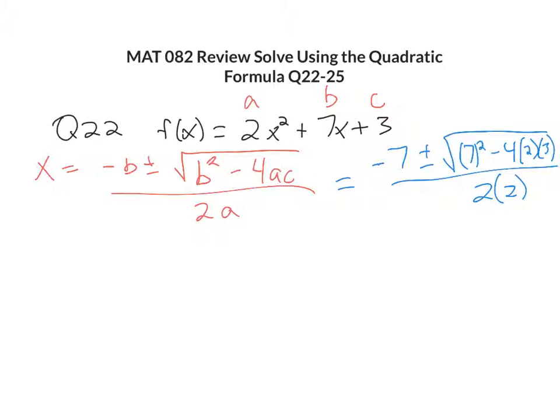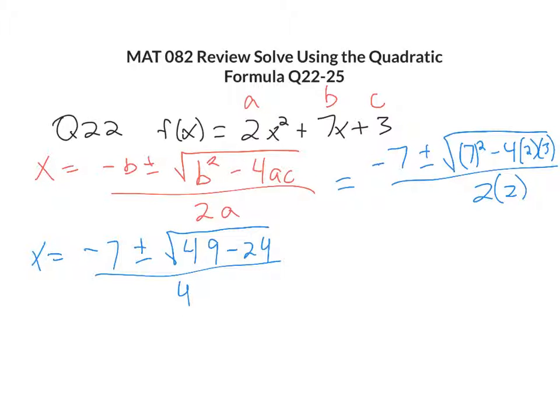So we're going to simplify that sum. So we have x equals negative 7 plus or minus 7 squared is 49, minus 4 times 2 is 8, times 3 is 24, so minus 24, all over 4. That gives me 49 minus 24 is 25 over 4. Well, the square root of 25 is 5.